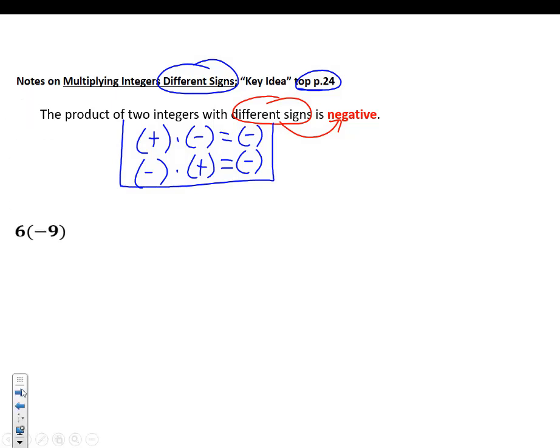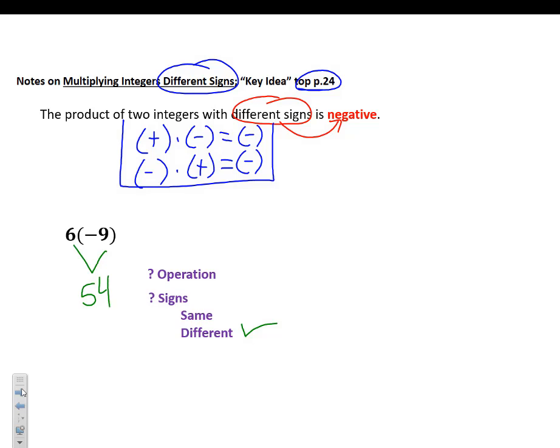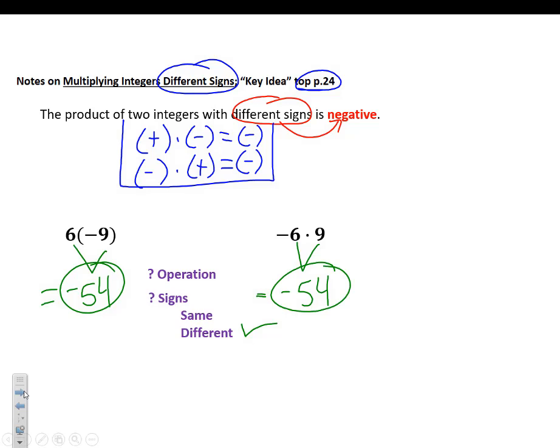Looking at a multiplication problem, 6 times a negative 9. First thing I do is say to myself, I am multiplying, that's my operation, and the signs are different this time. So I know my resulting answer is negative before I even do the math. 6 times 9 is 54. The signs are different, so my answer is negative 54. And if I reverse the order, negative 6 times 9, I have a negative times a positive. 6 times 9 is 54, and since their signs are different, the answer is negative. Okay? Go ahead and write that down and join me on our next 2 examples.